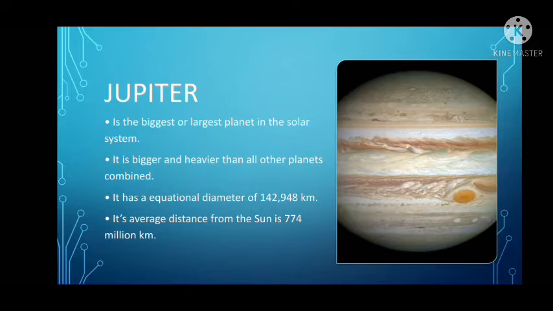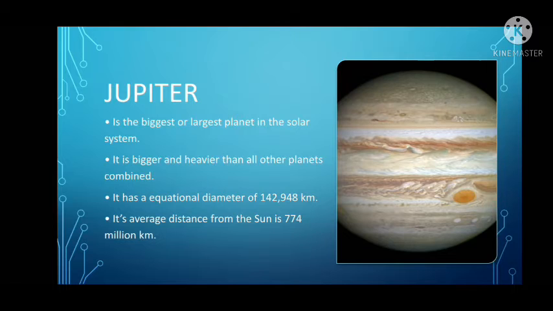It is bigger and heavier than all other planets combined. It has an equatorial diameter of 142,984 kilometers. Its average distance from the Sun is 774 million kilometers. Jupiter is covered with thick clouds. There is no solid ground on Jupiter. It is called a gas giant planet, which is made up mostly of hydrogen and helium rather than rocks and metals as Earth is. The average temperature at the top of its clouds can reach about -149 degrees Celsius.